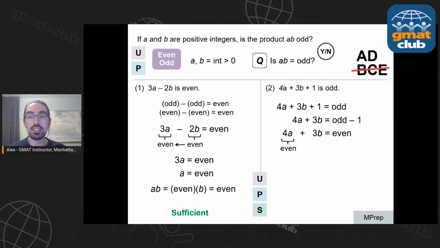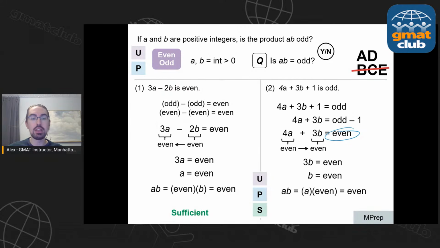And again, if we want this thing to be even, we need to have the same parity for both of our things that we're adding. In this case, we're adding. So if 4A is even, 3B also has to be even. So 3B is even. Now we know that, which means, again, we know that B itself is even, which means A times B is going to be A times an even, which is going to give us an even number. So this is also sufficient. And D is our answer.